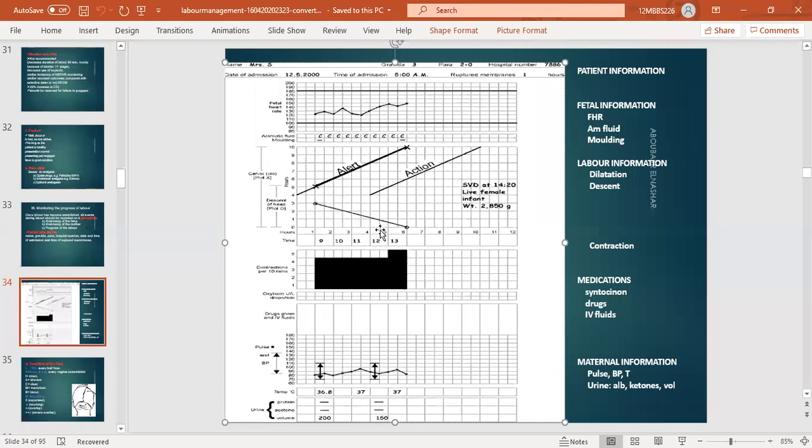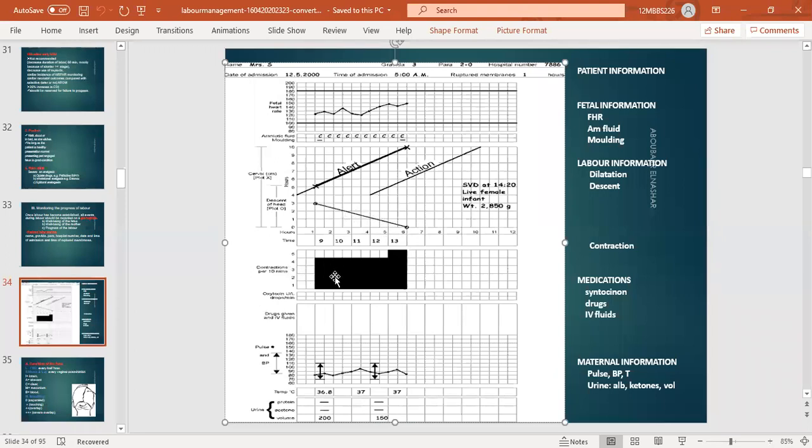Similarly, there is another line that indicates the descent of the head. As we discussed, the ischial spine is station 0. Below the ischial spine is a plus. So the head should descend normally. At full dilatation the head should be below the 0 station. So that is a good sign. Means that at the end of the first stage, the head will be below the ischial spine, at the plus station. So this shows the descent of the head.